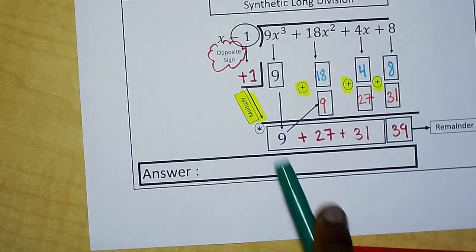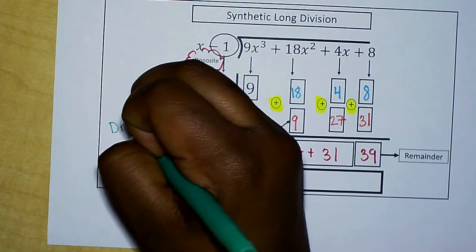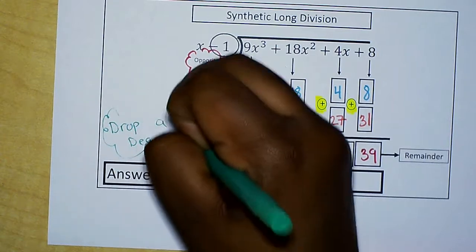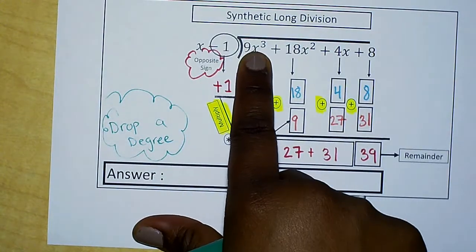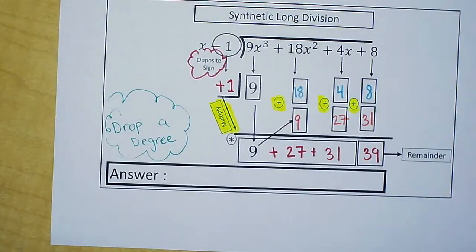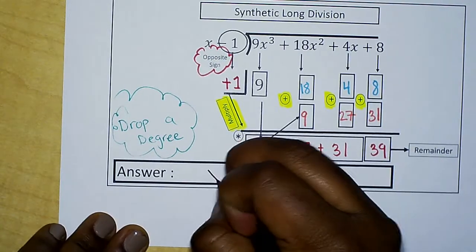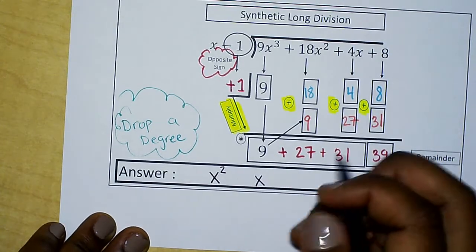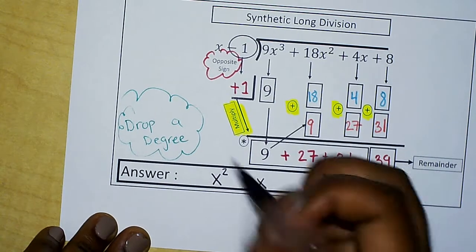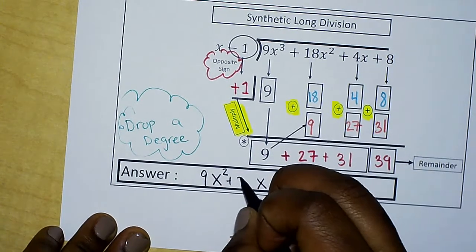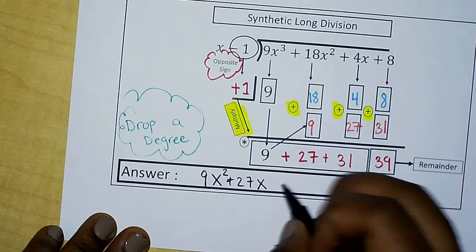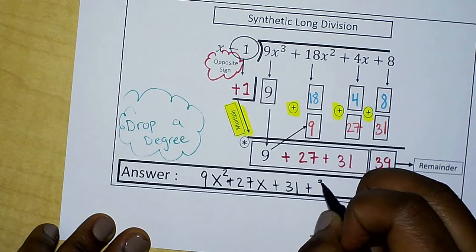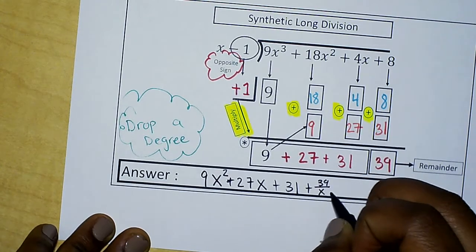When we write our answer, we have to remember to drop a degree. Don't forget that. That's important. If I started with x cubed, or x to the power 3, I'm going to have x squared and then x, and then my numbers will follow. So my first number would be 9x squared plus 27x plus 31, remainder plus 39 over x minus 1.